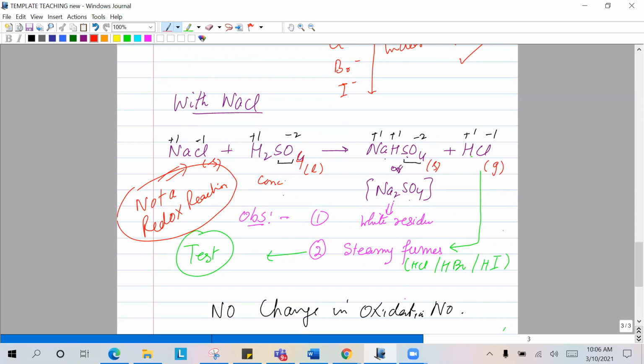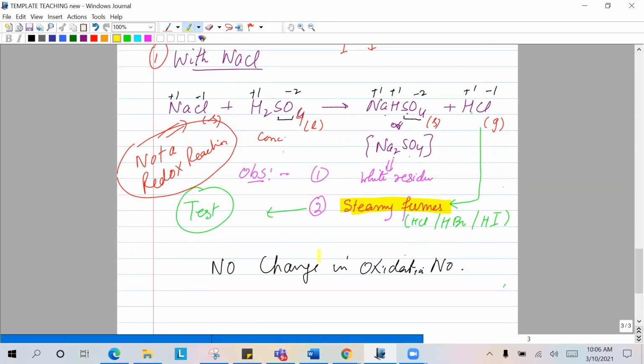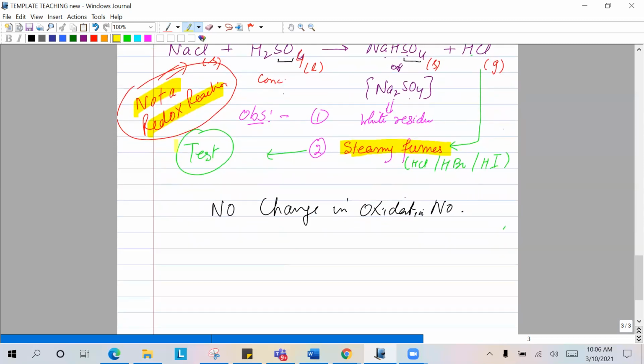So this is something important. With NaCl, you get an observation of steamy fumes. This is the important observation, and we will be talking about it further. And this is not a redox reaction. That is an important thing over here.